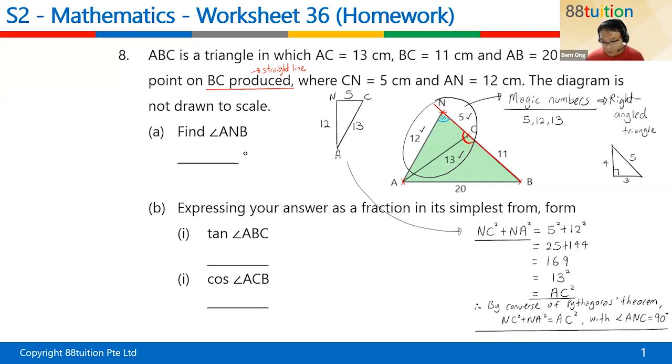So these numbers 5, 12, and 13 are actually the magic numbers that form a right angle triangle. So this is actually 90 degrees. Sure, it doesn't look like it, I know. But the question did say the diagram is not drawn to scale. So you're supposed to learn to recognize the numbers, children. You know what's the meaning of recognize, right?